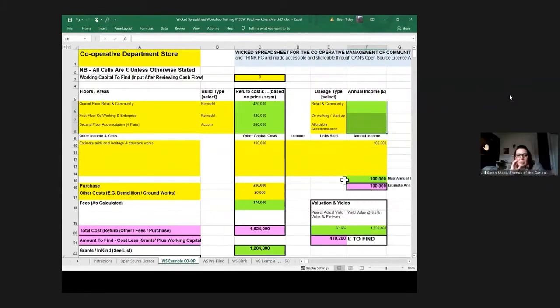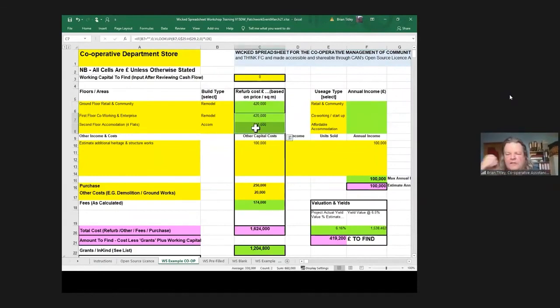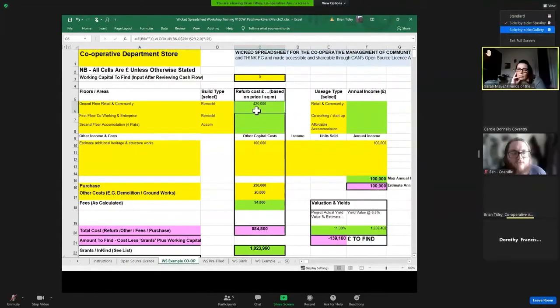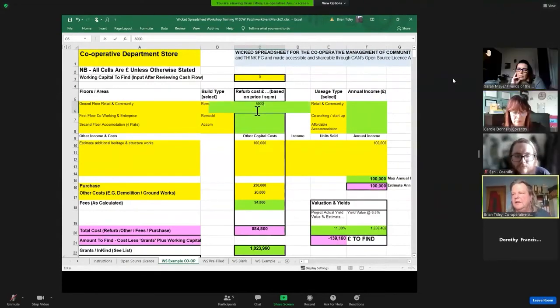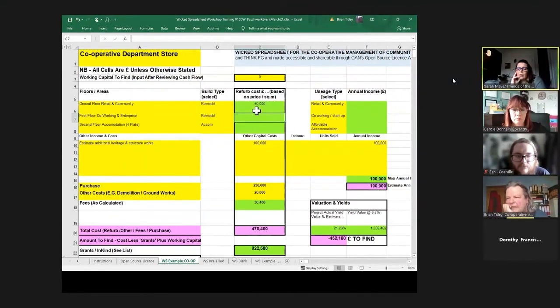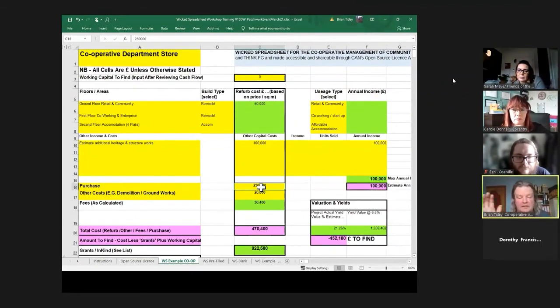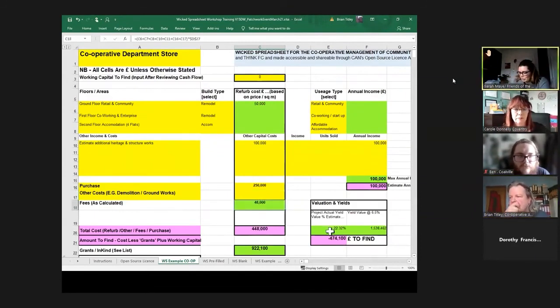Okay. So it just goes under the estimate additional heritage and structural works. Yeah. And if you knew that you've got one space and it's got £50,000 of work to be done in it, then you would put that in there. And then if the purchase price is, let's say, 250,000, that actually sounds like a reasonable purchase price to go in there. So 250,000, but there are no other costs in there. Okay, so no additional cost.